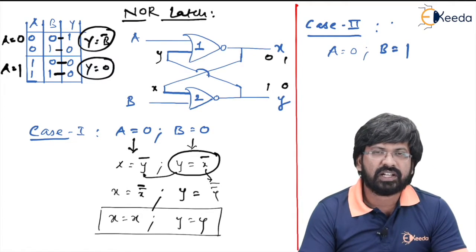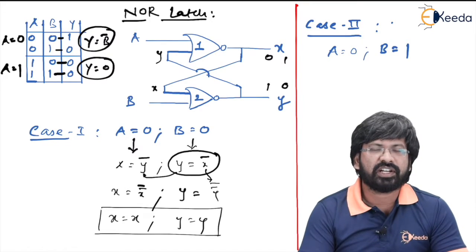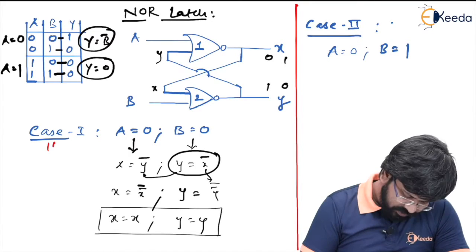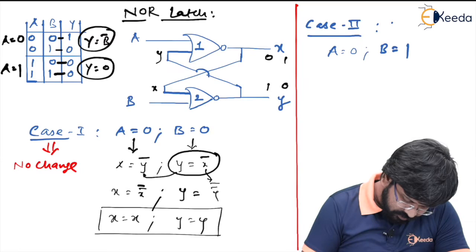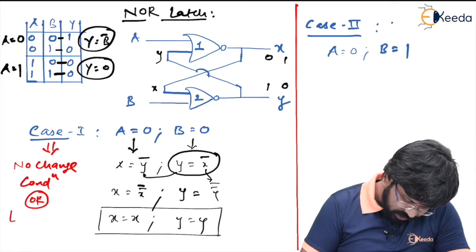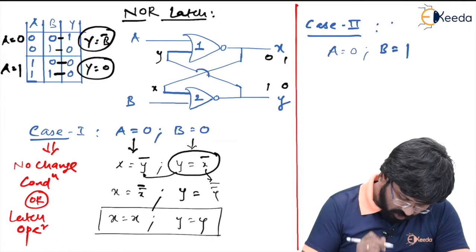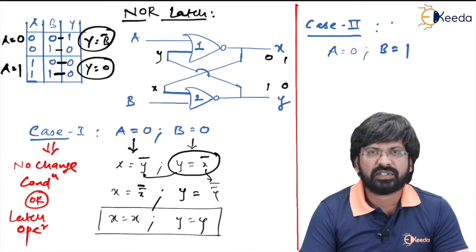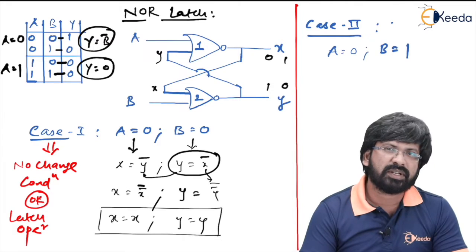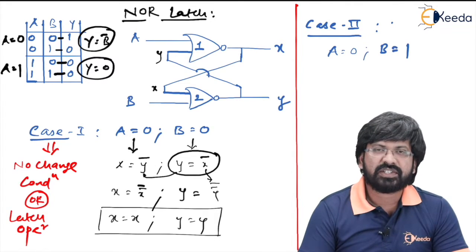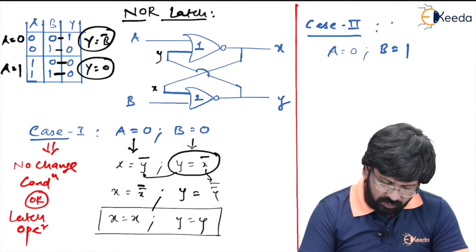It means this is also called a no change condition, or it is also called a latch condition. So remember, case number 1 can be named a no change condition, or it is also known as a latch operation, because according to latch operation the output never changes, or we can say the next output is exactly the same as the previous output. Let us study the next case where A equal to 0 and now B equal to 1.